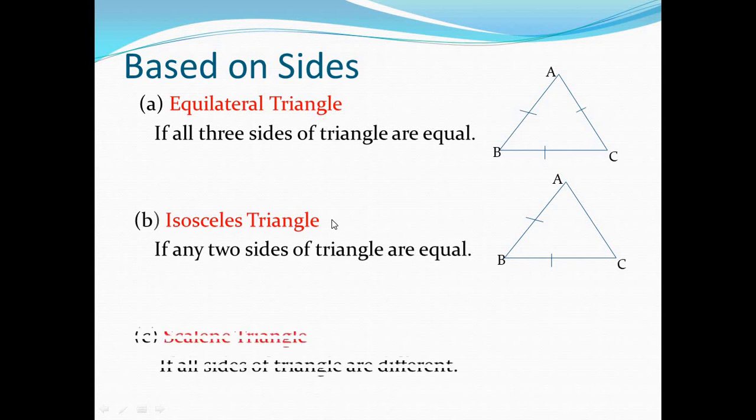Next one is the scalene triangle. See, here three sides are equal. Here only two sides are equal. Next, all three sides are different. In a triangle, all three sides are different. Such types of triangles are called scalene triangles.